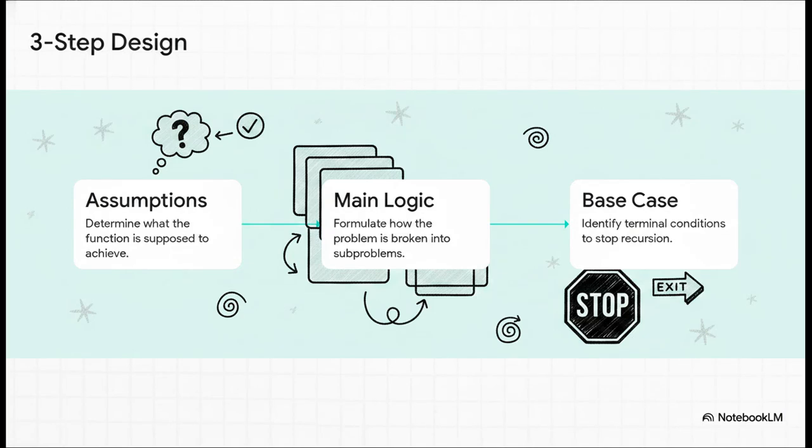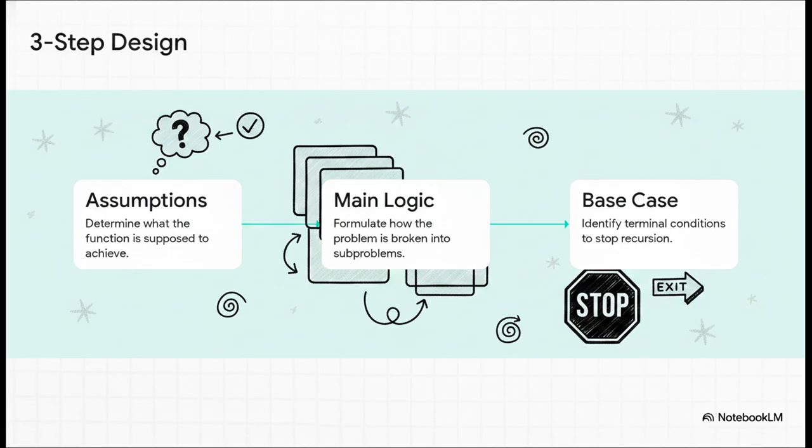You can actually design any recursive function by rigidly following 3 steps. First step, define your assumptions. You really have to confidently declare what your function is supposed to achieve before you write a single line of code. Second, map out the main logic. Like, how exactly does the larger problem break down into that smaller subproblem? And third, and pay close attention here, because this is absolutely crucial, identify your base case.